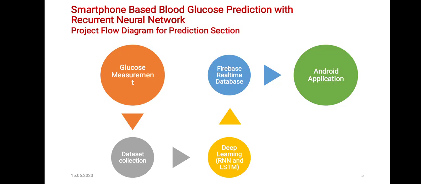When the flow diagram of the project is examined, glucose measurement was made first. The measured glucose values were stored in digital media, and secondly, a data set was collected. These collected data were trained with recurrent neural network, with RNN and LSTM, long short-term memory, which are deep learning algorithms. These results are sent to the Android application using the Firebase real-time database.